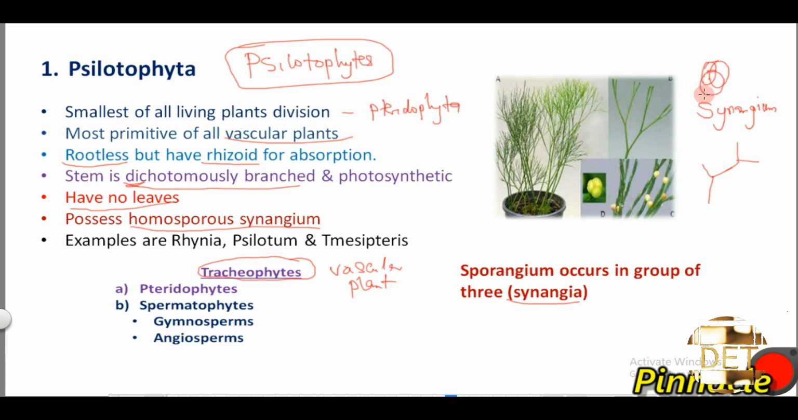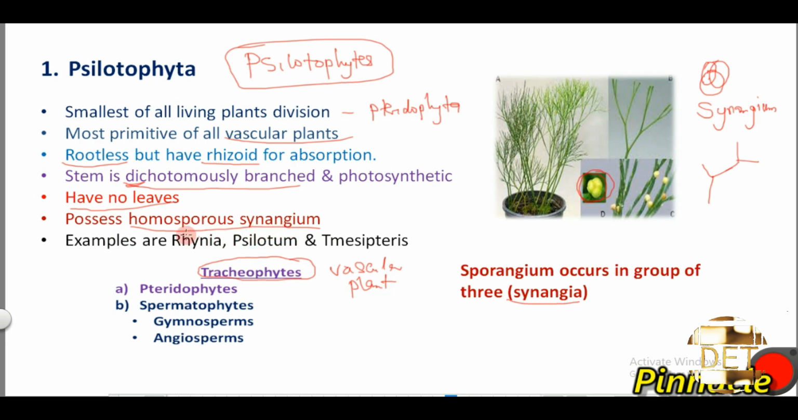Each of these structures is called the sporangium. Everything together, this cluster, is known as the what? The synangium. So you can see a synangium here. This is a synangium containing three what? Containing three sporangium. So coelentophytes possess homosporous synangium.